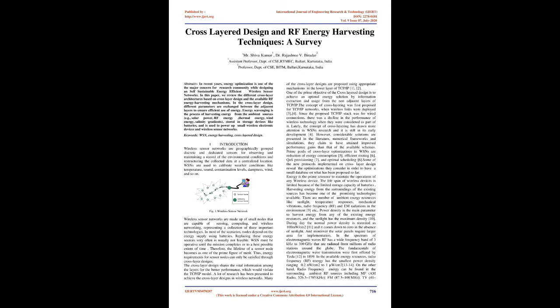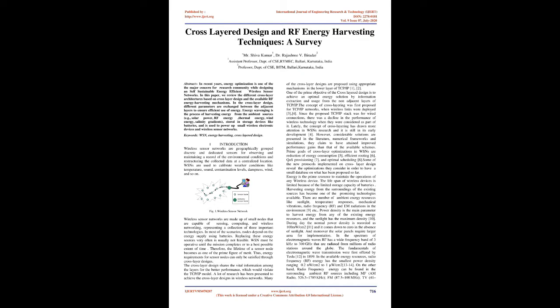Harvesting energy from the surroundings of the existing sources has become one of the promising technologies available. There are a number of ambient energy resources like sunlight, temperature responses, mechanical vibrations, radio frequency, RF, and EM radiations in the environment 9, etc. Power density is the main parameter to harvest energy from any of the existing energy resources, and sunlight has the maximum density 10. During the day the normal power density is recorded as 100 mW/cm2 11 and it comes down to 0 in the absence of sunlight. And moreover, the solar panels require a larger area for implementation.